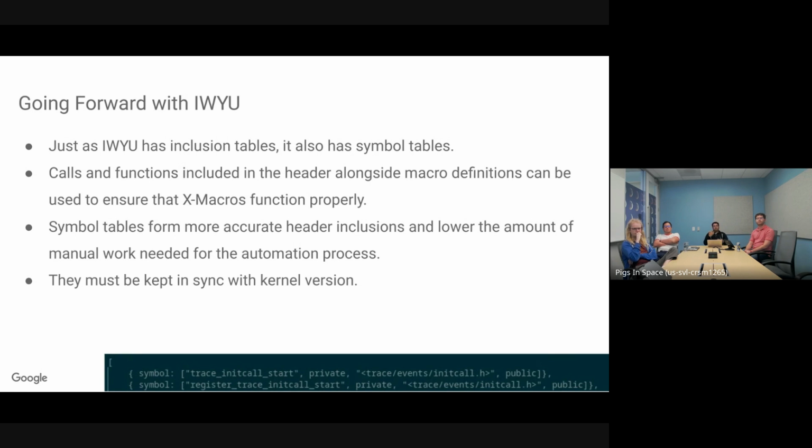And we have extensive use of symbol tables throughout include what you use. And the only major problem with them is that they must be kept in sync with the kernel version. For example, if we have a function or a struct that is in one file and that gets moved, we're going to have to move it here as well. So that might become a problem later on, but for now, this is the best way to make macros work and to get the best inclusion lists.